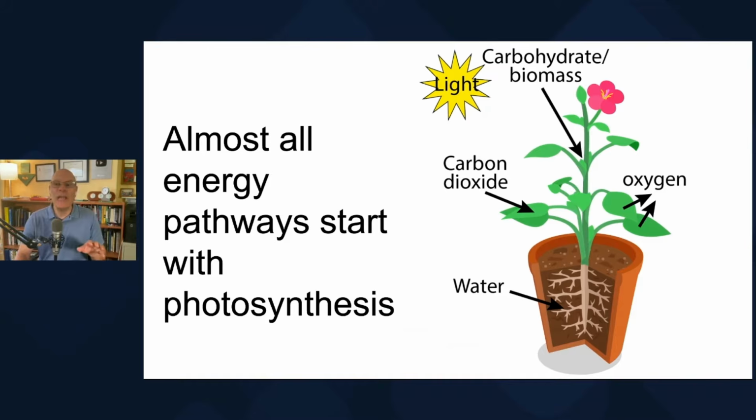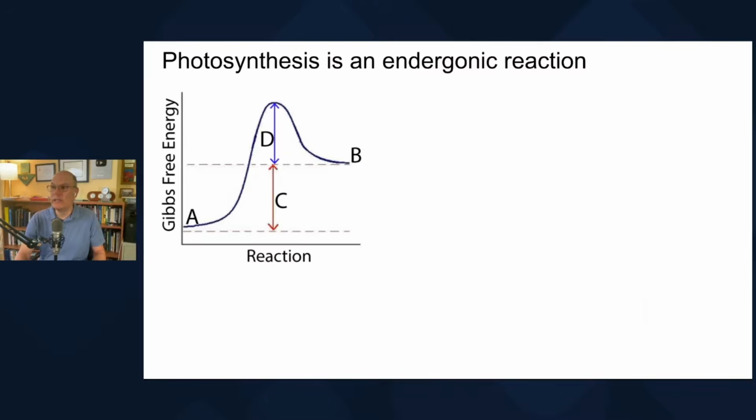Almost all energy pathways start with photosynthesis. And in photosynthesis, carbon dioxide and water are brought into autotrophs, self-feeding organisms like plants, that in a reaction driven by light, photosynthesis, combine those carbon dioxide and water molecules to create carbohydrate and oxygen. The carbohydrate makes up the mass of the plant, and that forms the basis of all food chains.